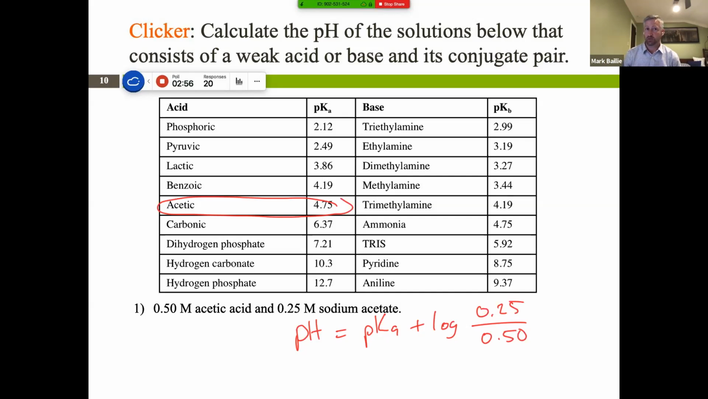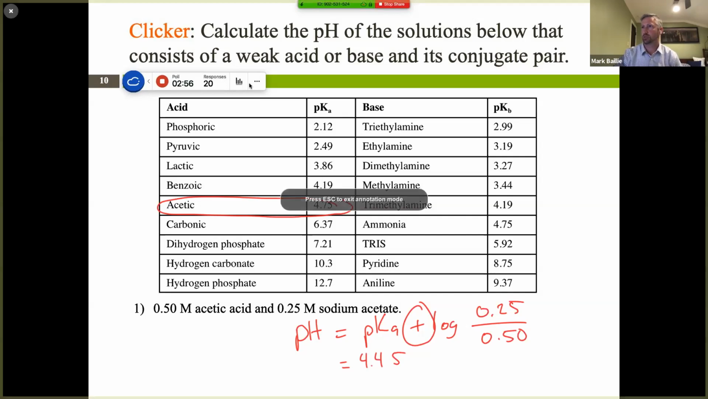So if we get a pH value that's 5 point something, we know that we messed up and we might have accidentally made this a minus sign, or we might have flipped these. If you get really wonky numbers, you might need to use parentheses. When you take the log, make sure to take the log of parentheses 0.25 divided by 0.5. If you do that, you should end up with a pH value of 4.45.